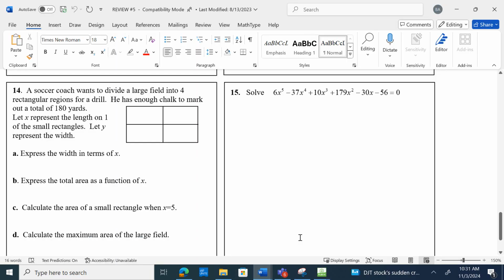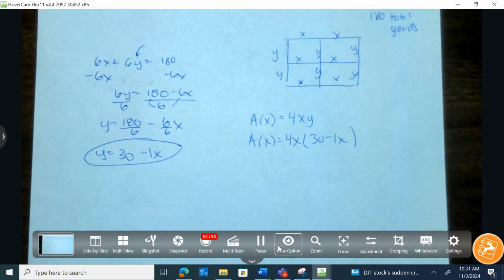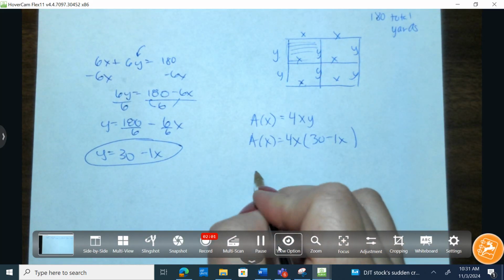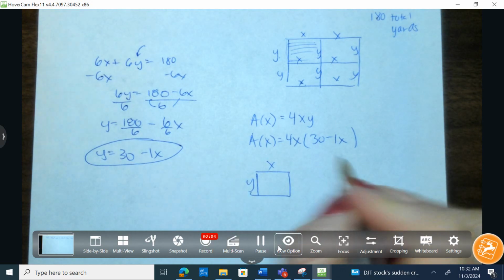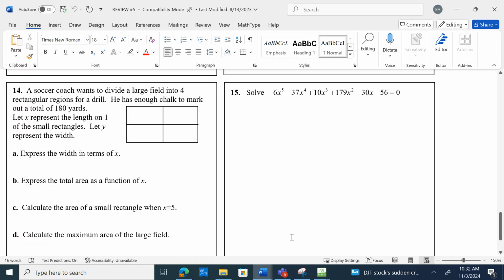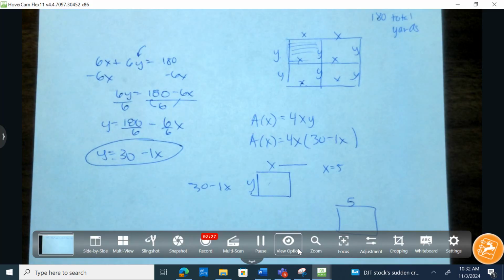Calculate the area of a smaller rectangle, not the entire thing, a small rectangle when X equals 5. So we only want to know what one of these is. And we know X equals 5. So when X equals 5, what is this area? Well, we know Y is equivalent to 30 subtract 1X. So when I replace X with 5, 1 times 5 is 5.